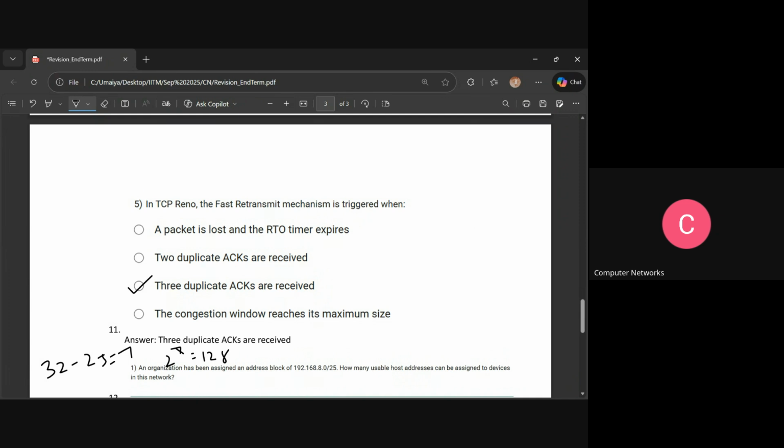Then we need the usable hosts, so we will subtract 2. Why 2? We have to subtract the network and the broadcast addresses. On removing them, we get the value 126. That will be the answer for this.